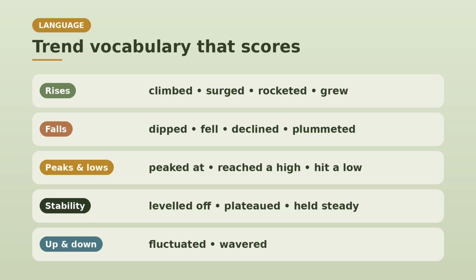Use precise trend language. For rises, climbed, surged, rocketed. For falls, dipped, fell, plummeted. For high and low points, peaked and hit a low. For stability, leveled off and plateaued. And for up and down movement, fluctuated. Vary your vocabulary and your grammar to score well.